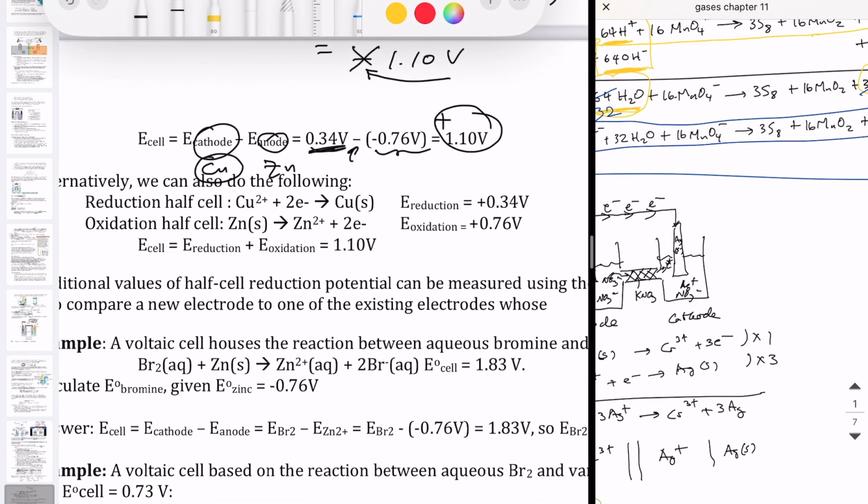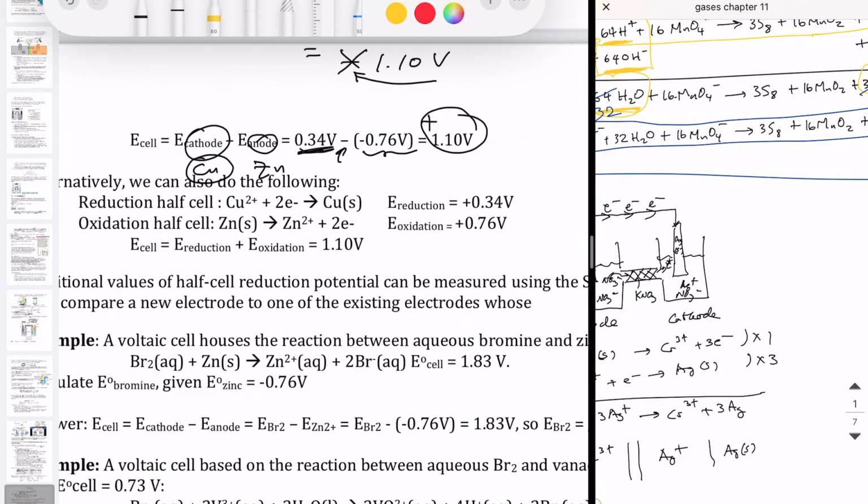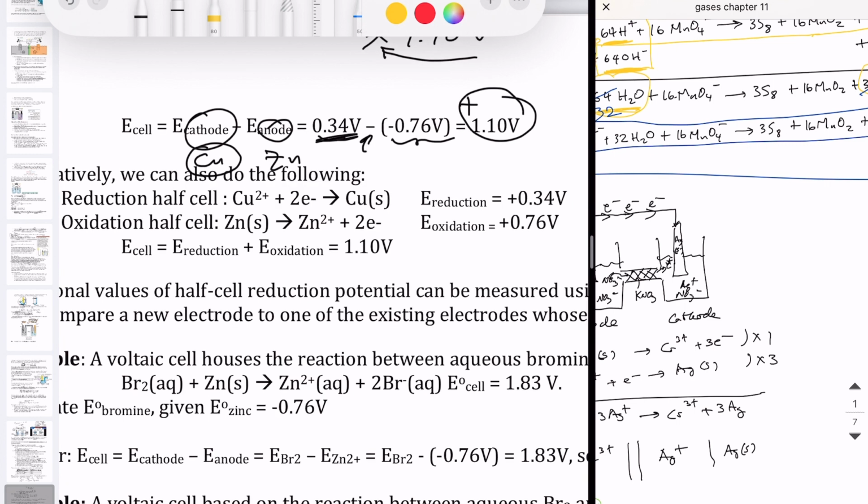There's another way to do this. Another way to do this is to write the reaction in the opposite way, which is to write the reduction half reaction and then the oxidation half reaction. So in this case, if I want my copper to be on the cathode side, that means it's going to undergo reduction, right? Because that's what cathodes do. And so I'll just write it this way.